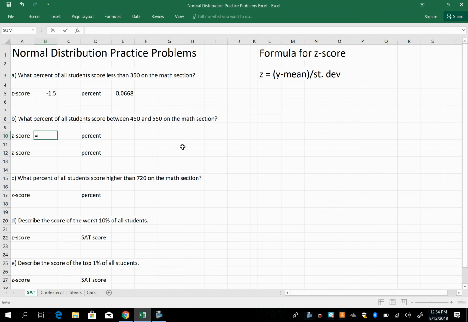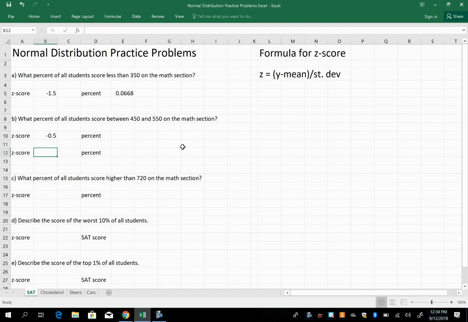Cell B10 equals, open a parenthesis. What goes first? 450 minus 500. Close it. Divided by 100. And hit enter. Don't check yet. We're going to do the other one. I got negative 0.5. Let's do the other one.